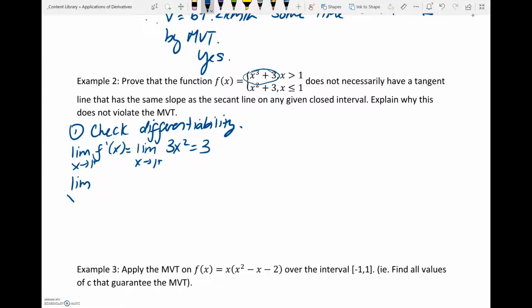Now we'll check the other side, the left side. So now we are taking the derivative of x squared plus 3, which is 2x. Evaluate that, then our limit is 2. So your left-hand slope and your right-hand slope are not the same. Which means that f is not differentiable.